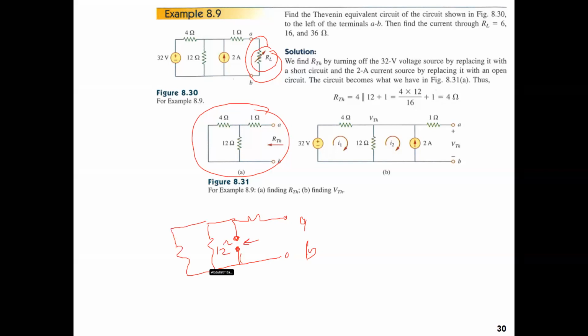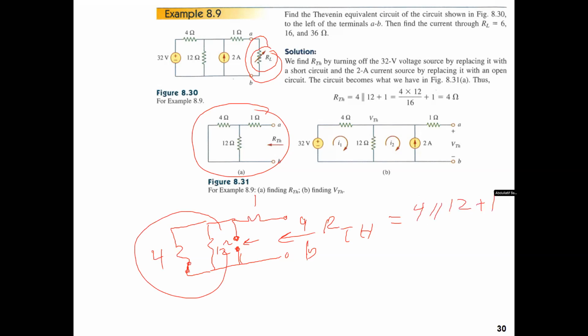Okay, the two terminals of the voltage source, the 32, will be removed and replaced by a short. You could put the short here if you want to indicate the position of the 32 volt. Now, here's 4. Again, looking from here, this is an open. So again, all will start from the far end. So RTH will be equal to 4 in parallel with the 12 plus 1, and this would be 4 ohms.